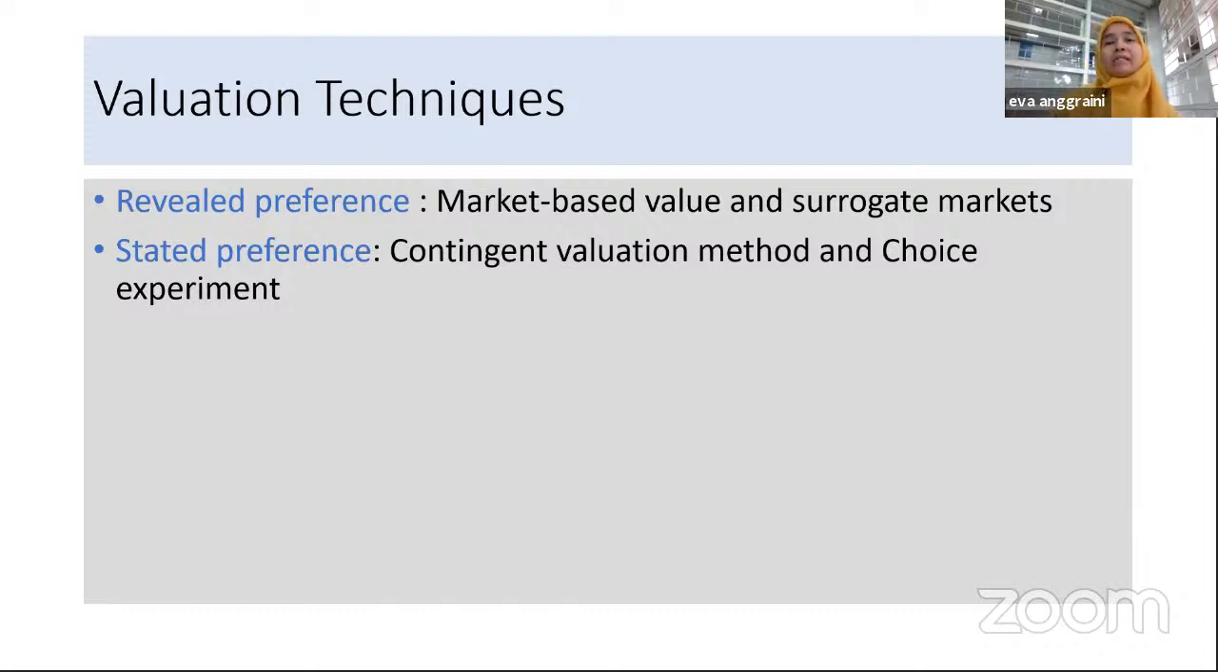And the other is stated preference. So we measure directly from individuals, asking them about the value of a good or a service for them. This we call stated preference, and the techniques mainly known are the contingent valuation method and choice experiment.